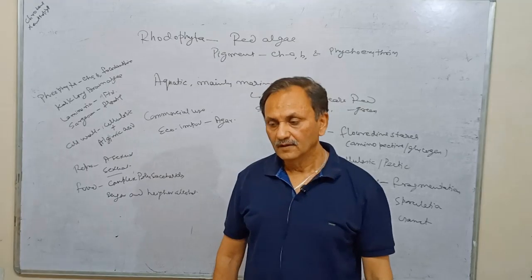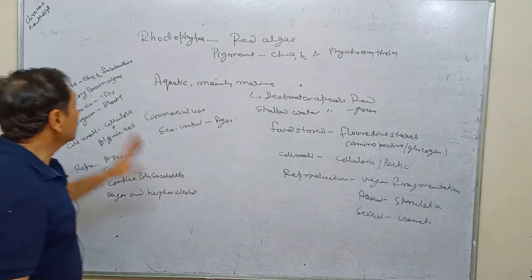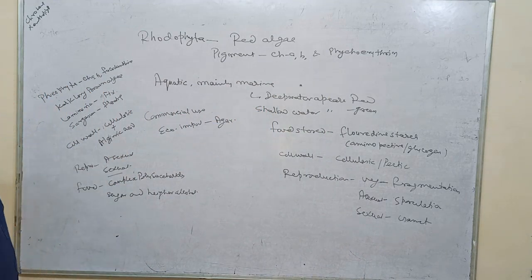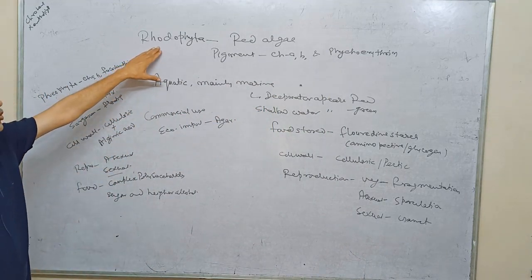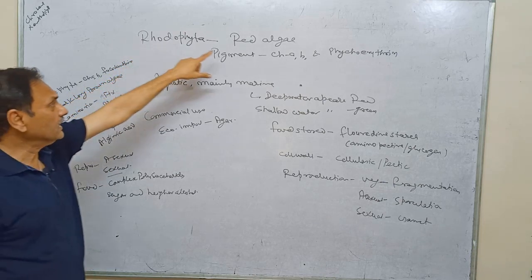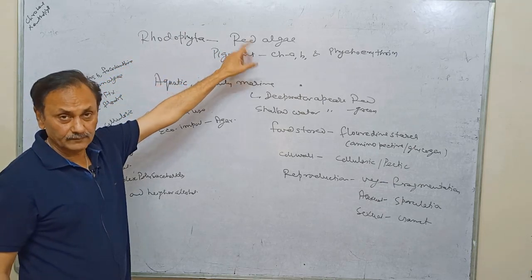Yes, friends, we have discussed the Chlorophyta of the algae. Now the second type of algae is the Rhodophyta. It is also called red algae. This one is called red algae.